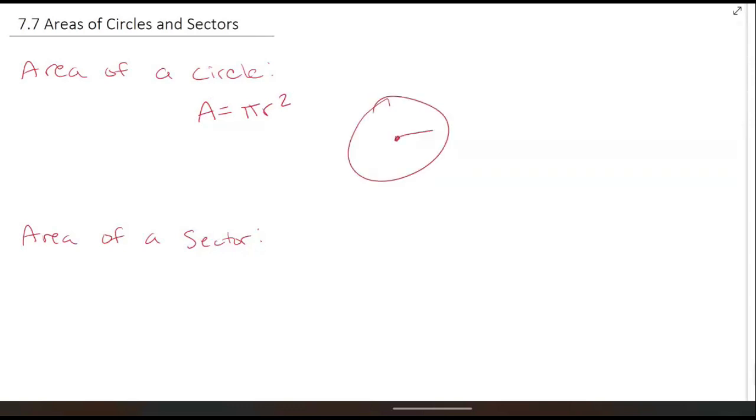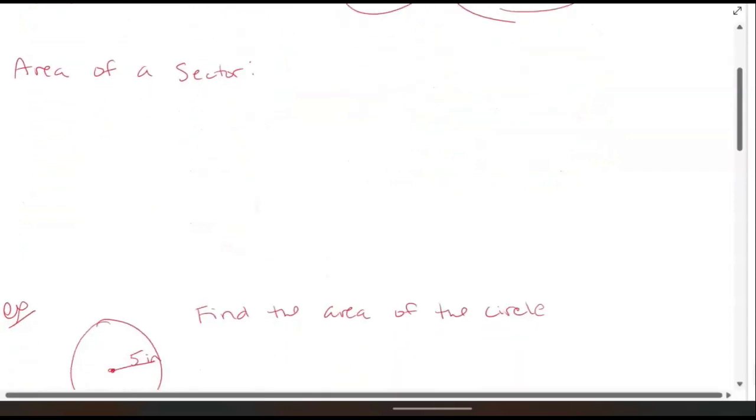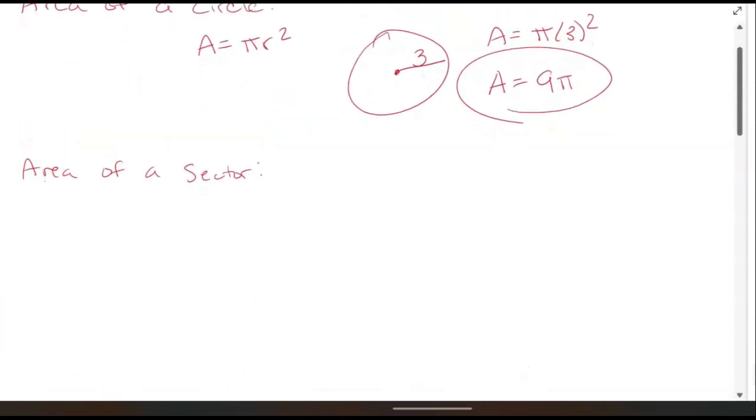So if given a circle and radius 3, we could easily just plug in the radius, square it, and we would get 9 pi for our area. Again, we're going to be leaving our answers in terms of pi, so don't worry about knocking it out on the calculator. All right, so this was for the area of the whole circle.